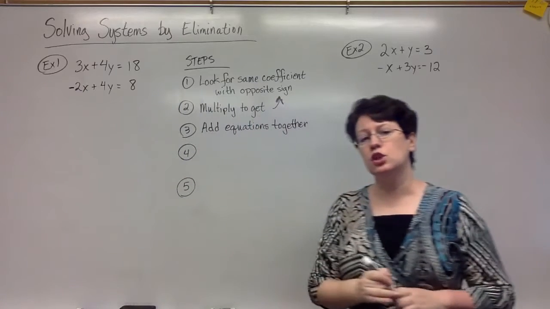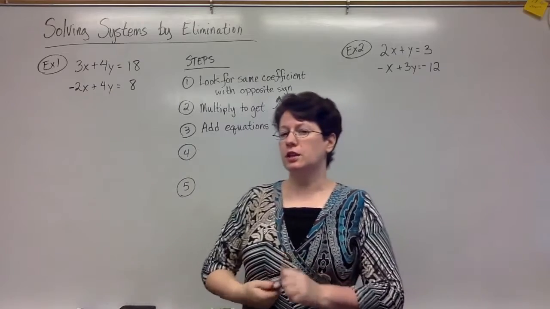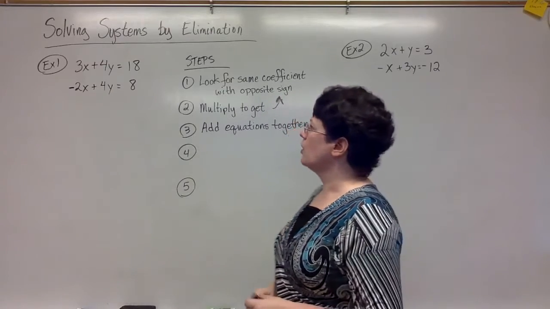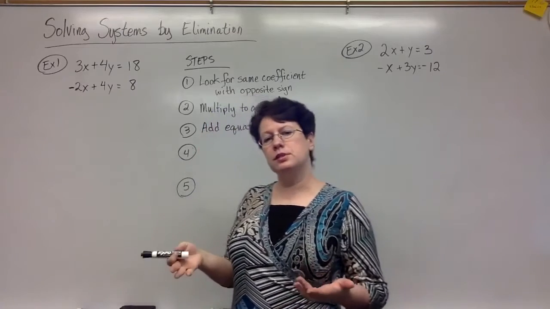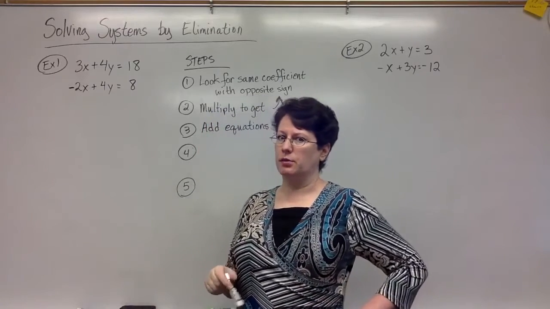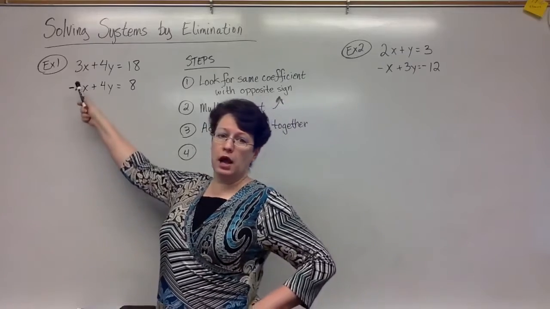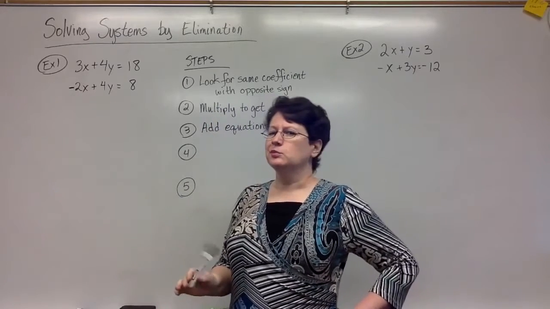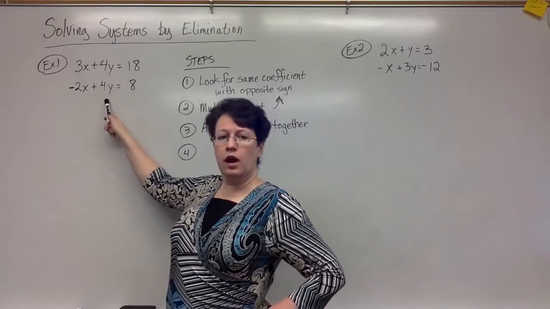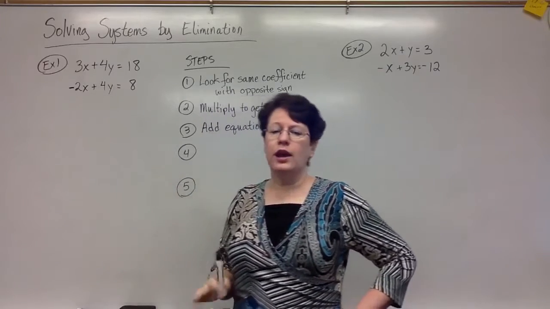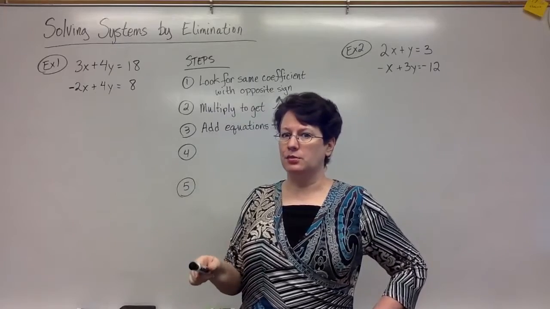Okay, so let's look at example 1. First thing I'm going to look at is the x's. So I see I have a 3x and a negative 2x. So they're the opposite signs, but not the same number, which means I would have to multiply on both of them. Well, let's check the y's. The y's, I have 4 and 4. So I have the same number, but not the opposite sign.